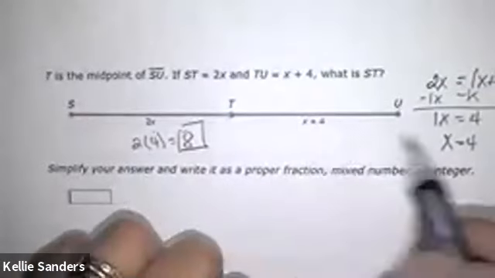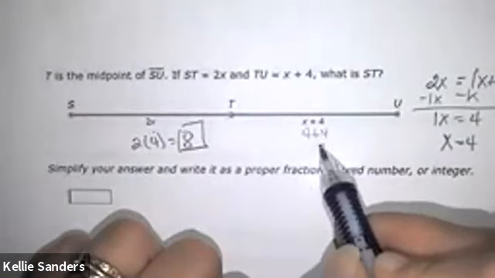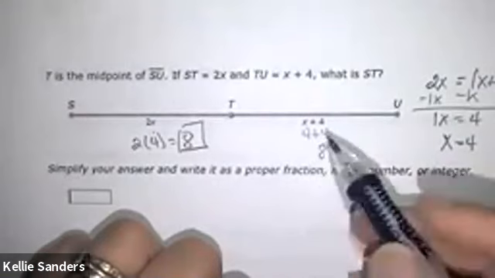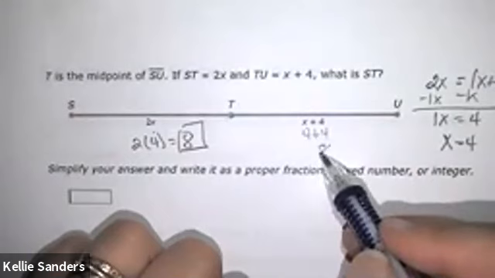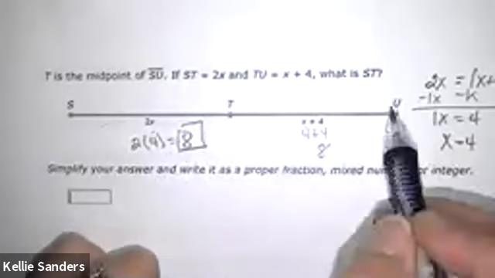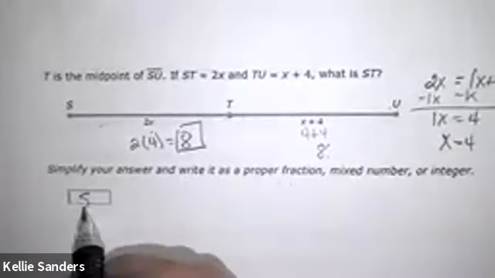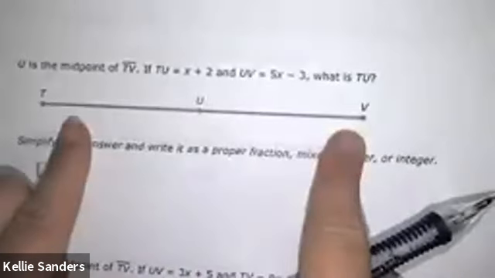Let's check it. If I put 4 into this x, I got 8. Does that make sense? Yes, because this length is 8 and this length was 8, which means that T was in the middle. So we got the right answer. These are a little bit easier, it seems like to me. They gave you a picture, but they didn't label it, so let's see what's going on.